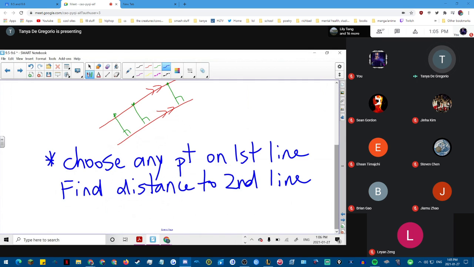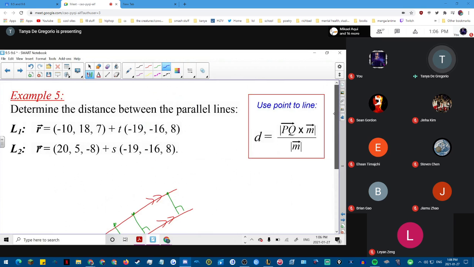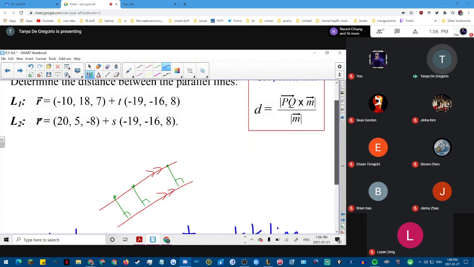Okay, so finding PQ. I have 25, negative 8, negative 10, negative 10, 18, 7.